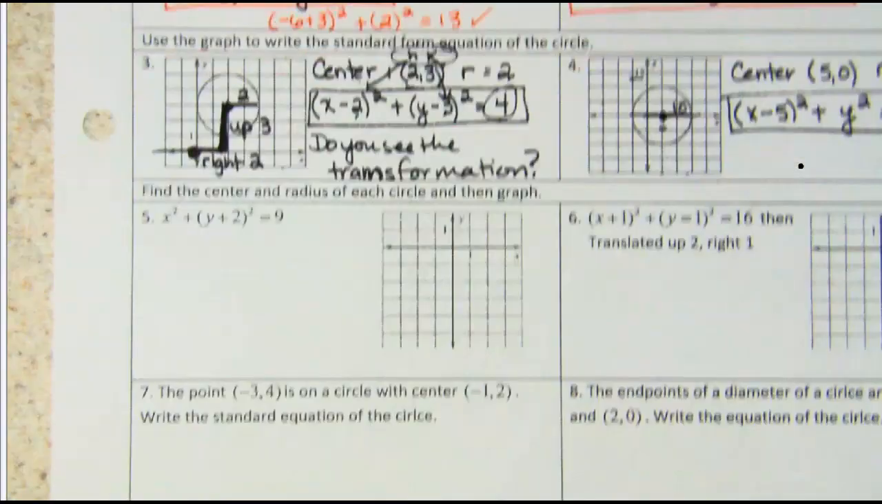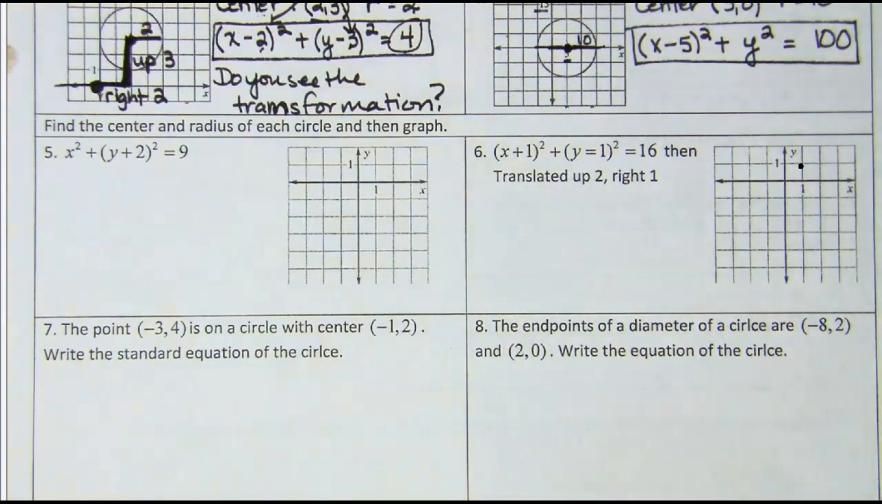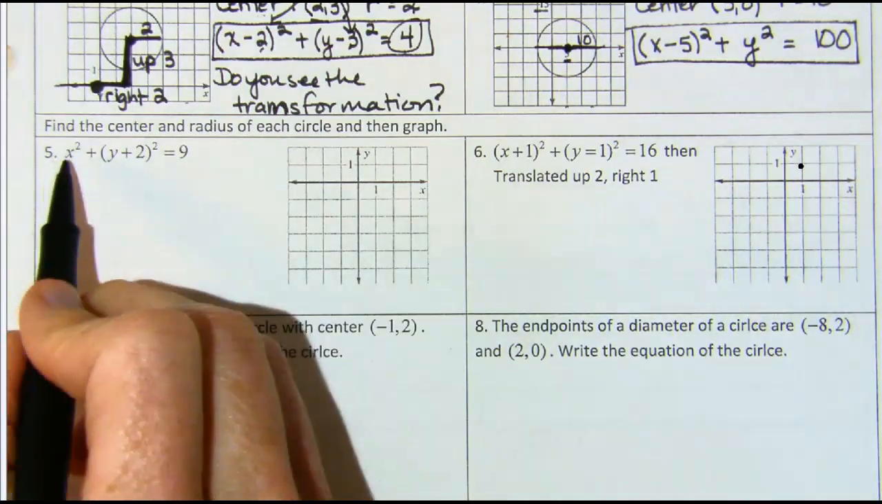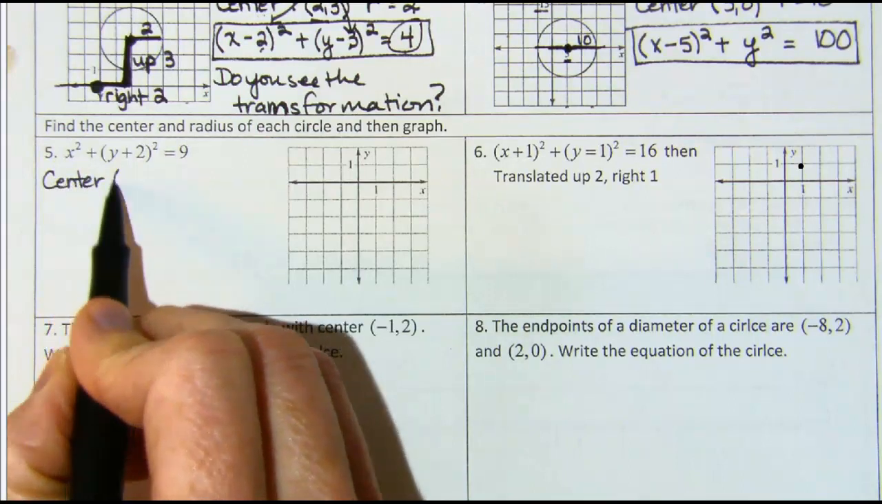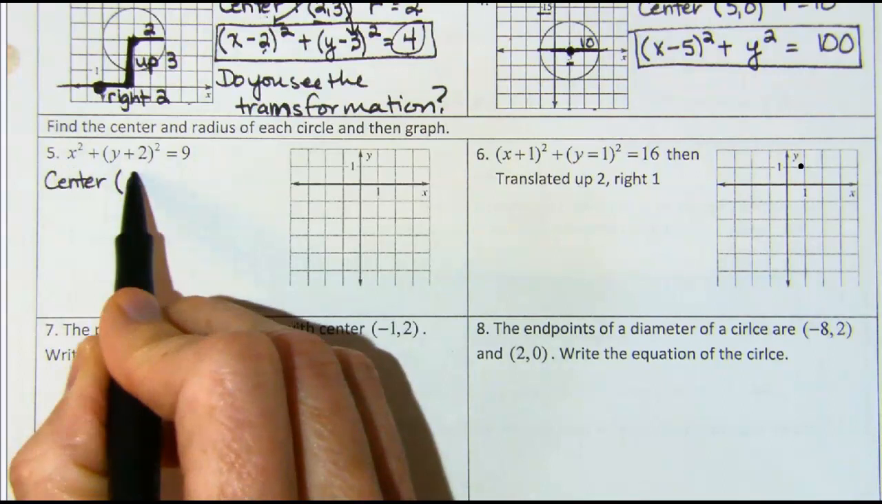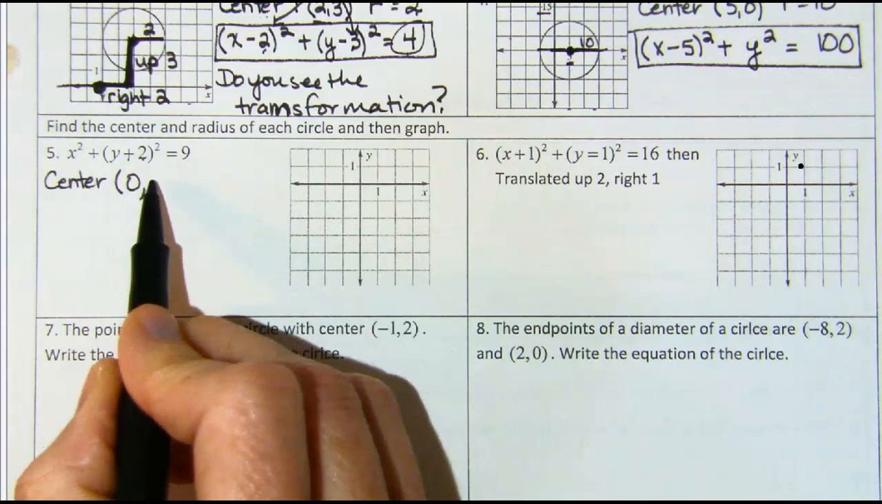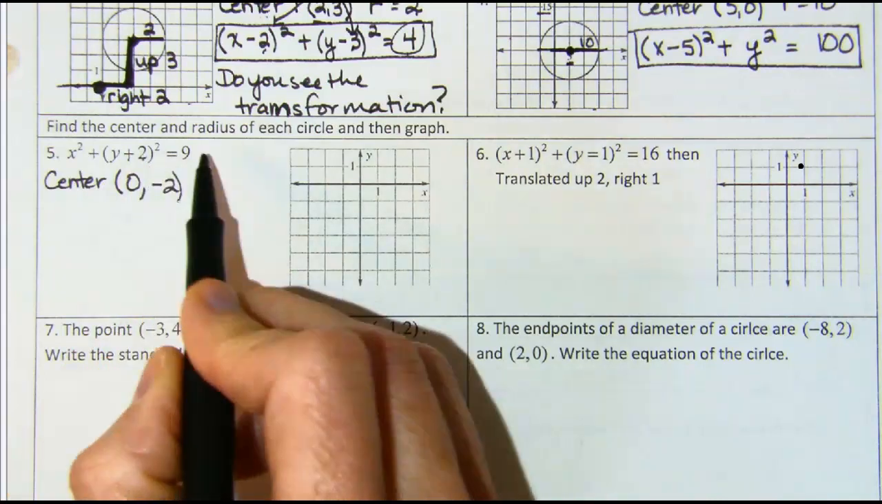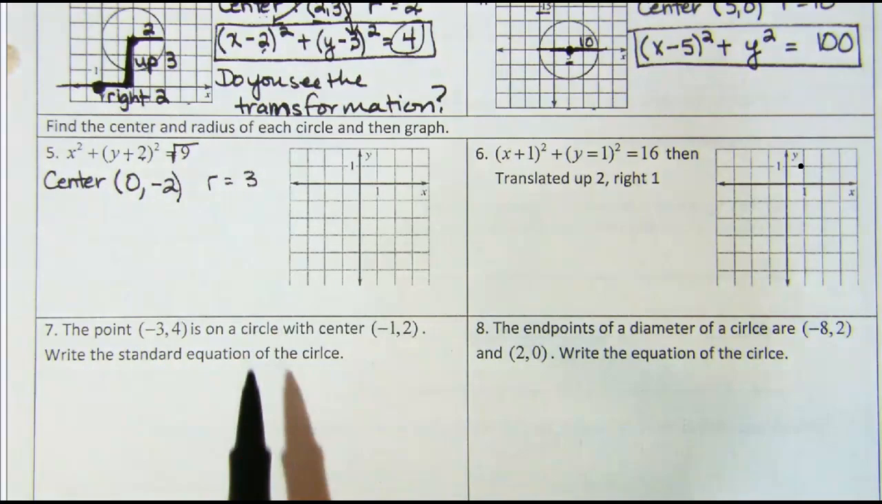Now, question 5 is going to ask us to go backwards. This one says find the center and the radius and then graph it. So this is when we're going to actually go backwards like we used to do with transformations. So here the center is going to be, if I'm looking at the h and k, the x does not have anything with it, so the h would be 0. Now if this is a plus 2, when I bring it out it must be negative 2. Now since this is 9, we must square root 9 to get the radius of 3.